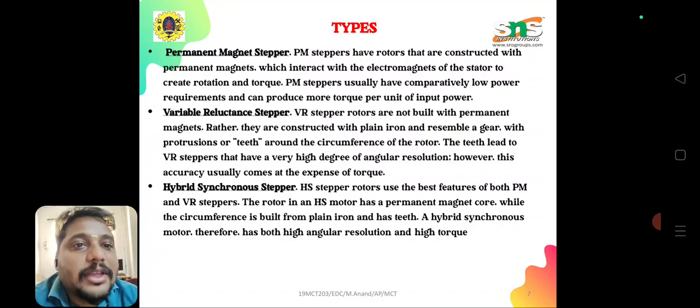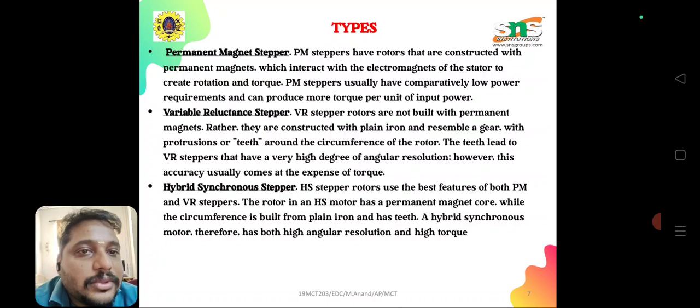But coming to the variable reluctance motor, the VR or switched reluctance motor, they are not built with permanent magnets. Rather, they are constructed with plain iron and a rotor gear with protrusions or teeth around the circumference of the rotor. The teeth give VR steppers a very high degree of angular resolution. However, this accuracy comes at the expense of torque.